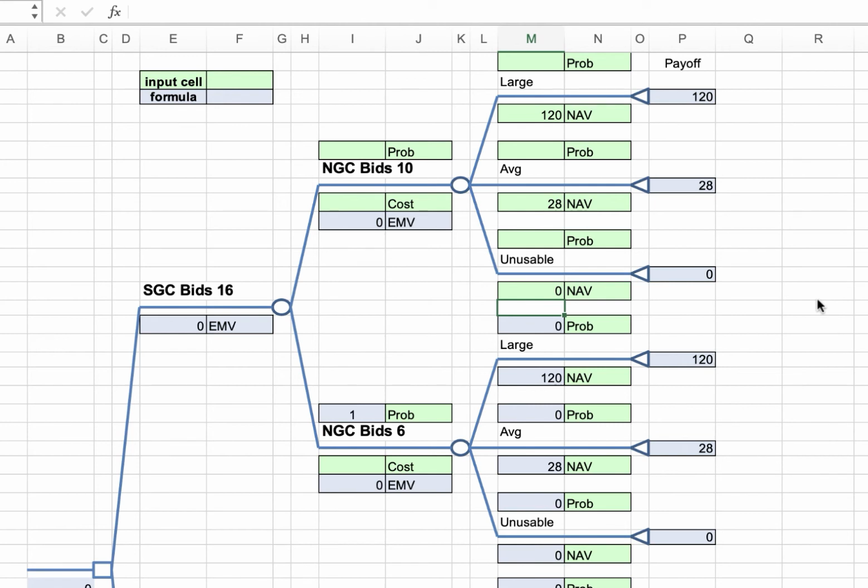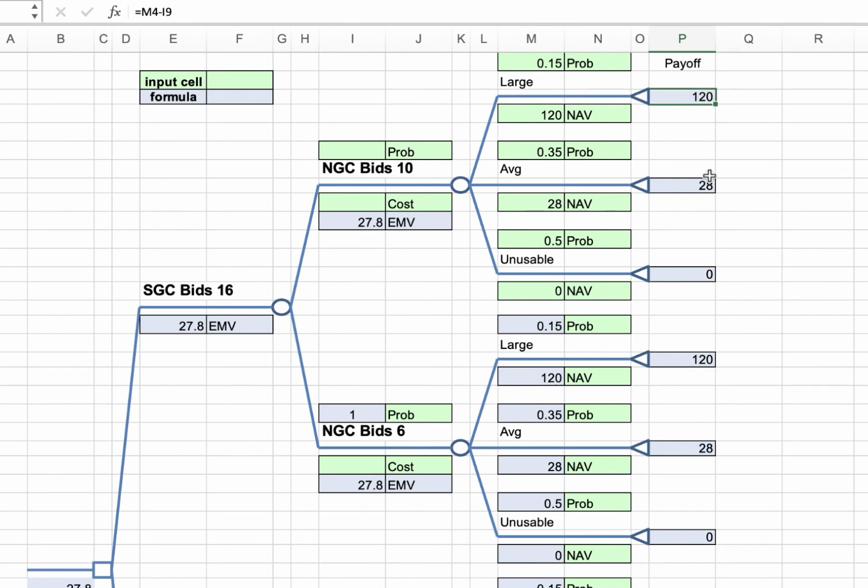Now, the probabilities associated with large, average, and unusable. We're modeling a 0.15 probability of large, a 0.35 probability of an average sized reserve, which makes the probability of an unusable site 0.5. So rather high risk. That 0.5 is going to count heavily in our expected value, and the value being weighted by 0.5 is always going to be 0. Now let's fill in some costs associated with our high bid.